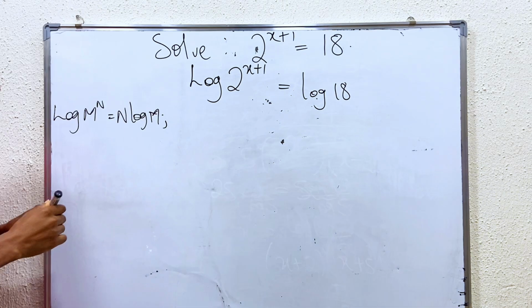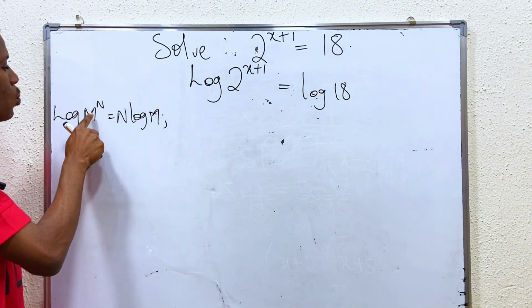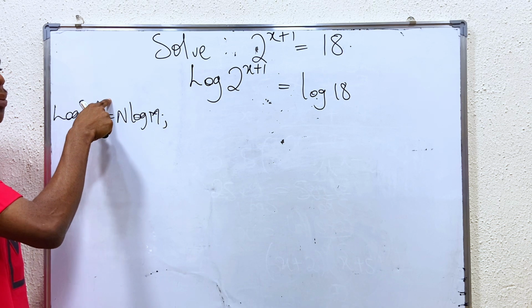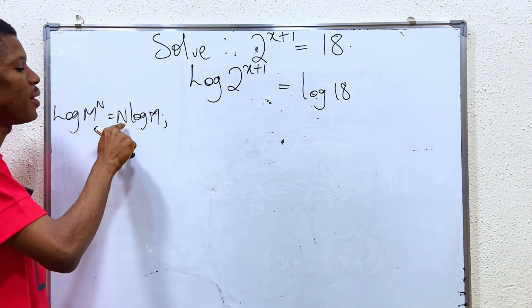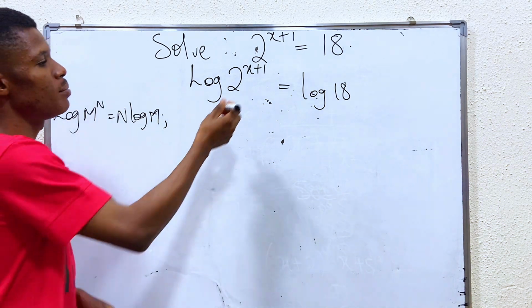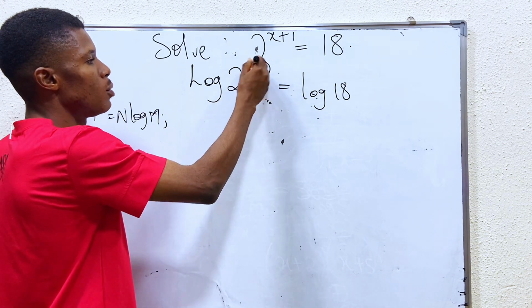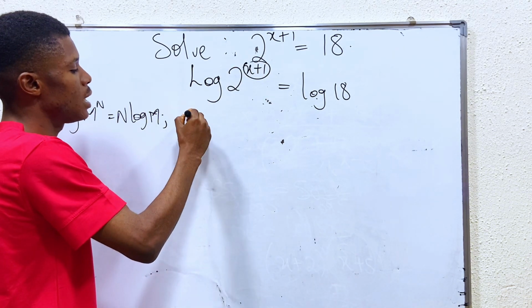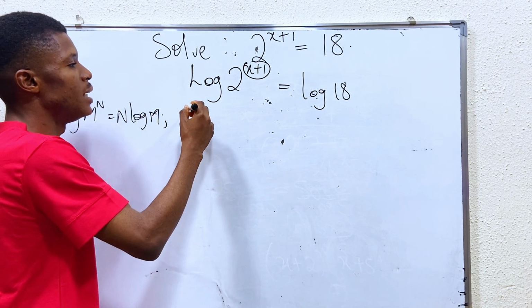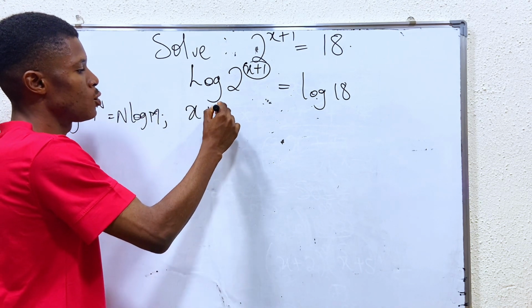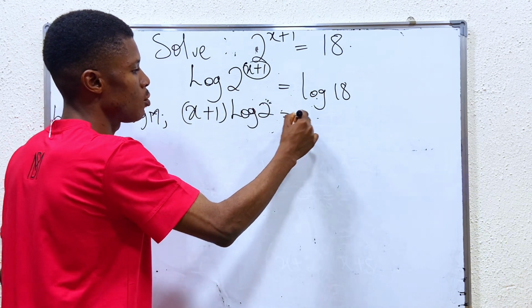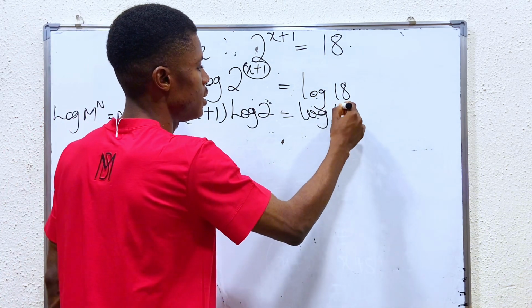Good. There's a law of logarithm which says that whenever we raise any number in a logarithm to a power, we can multiply the power by the log. Same thing applies here. So we are going to multiply x plus 1 by the log. If you do that, we have (x + 1) multiplied by log 2 is equal to log 18.